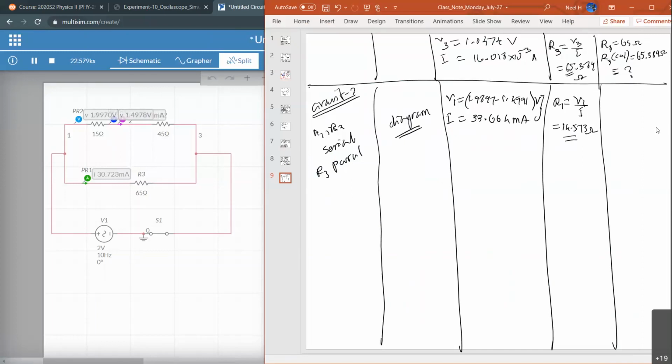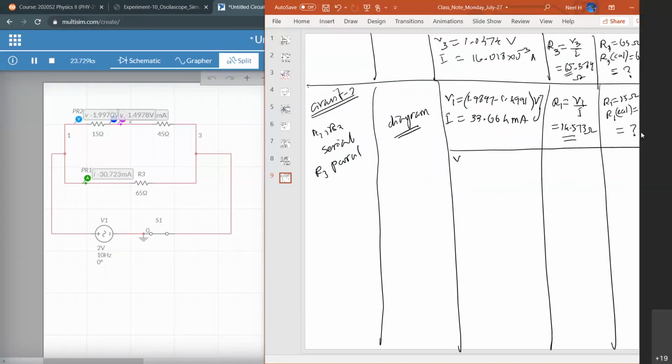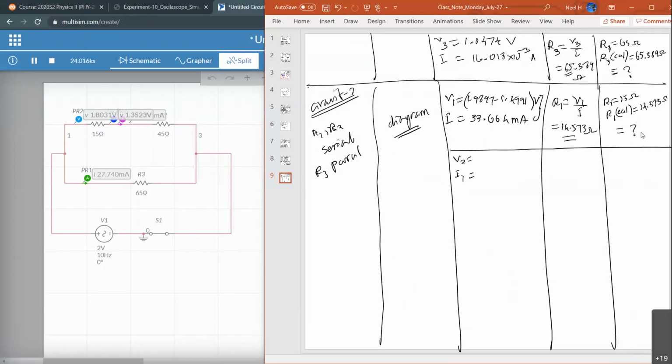You have to do the percentage difference. The R1 expected value is 15 ohms. The R1 calculated value from your experiment is 14.573 ohms. So that's the percentage difference. Now I have to do this for the other two resistors, right? I have to do the same by calculating V2.